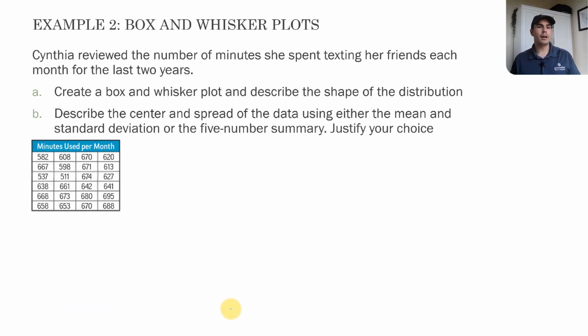All right, second example, similar, but we're going to do a box and whisker plot with this one. So we have some data here. Cynthia reviewed the number of minutes she spent texting her friends each month for the past 2 years. We're going to create a box and whisker plot now to help us describe the shape of our distribution. So let's jump into our calculator again.